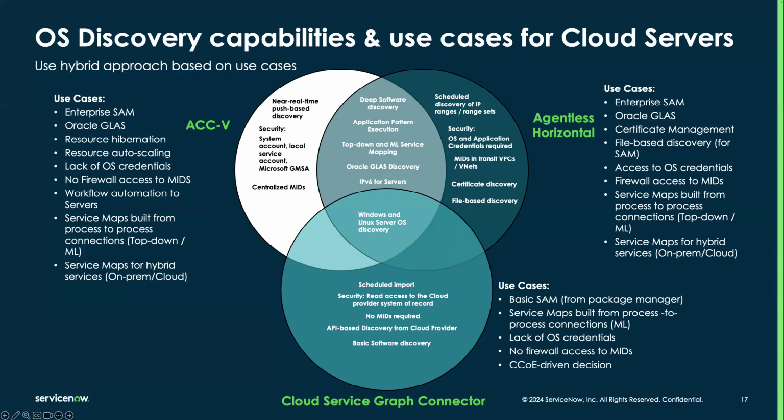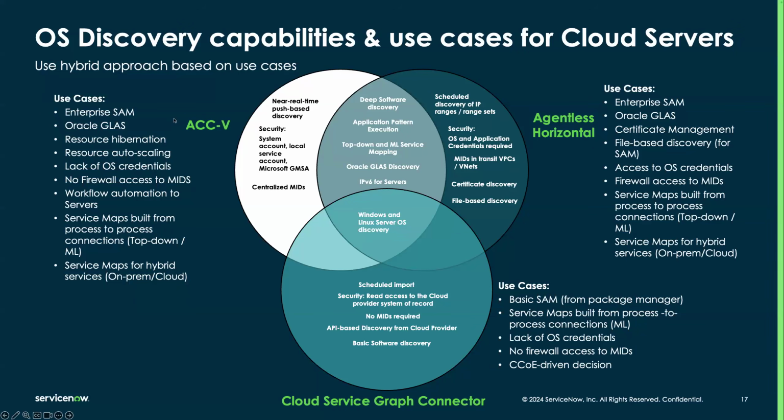It offers the possibility to access... it actually works if we have access to OS credentials, and it needs firewall access to the mid servers. And it also offers the opportunity, of course, to have top-down and ML-based service mapping, and service mapping can be done for hybrid services. This is the most complete approach, but again, we need OS and application credentials, which is, as you may know, not that trivial to get.